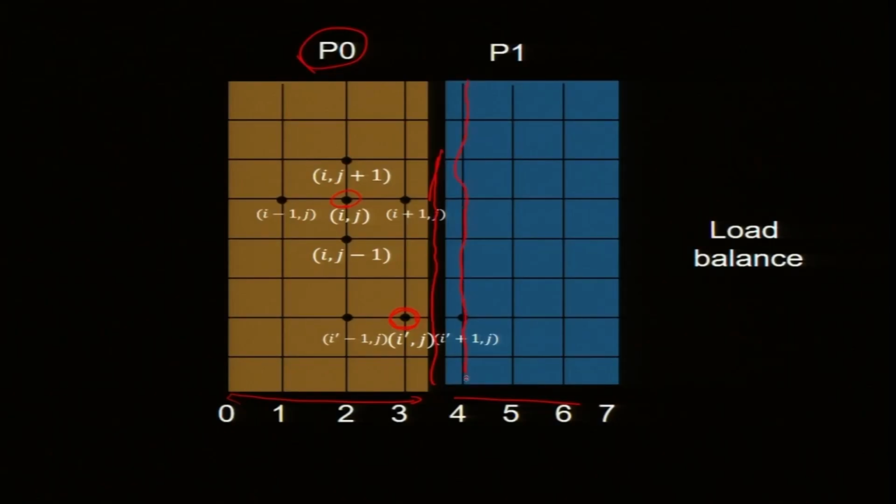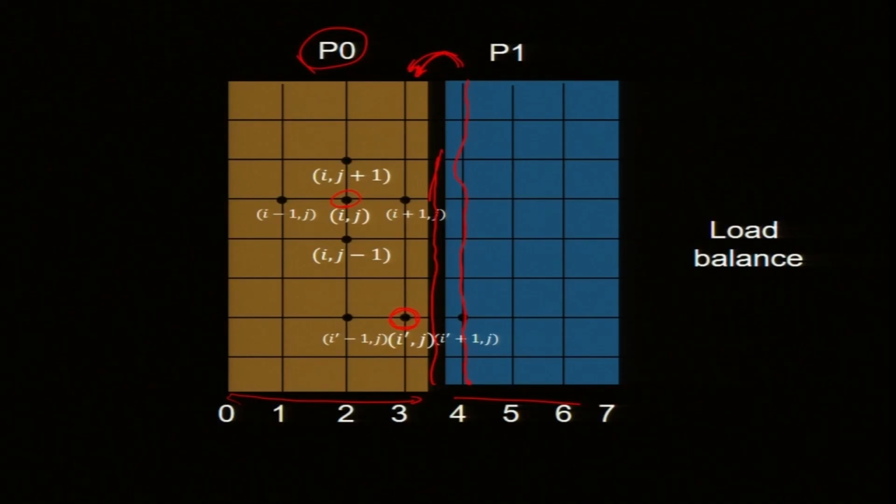Okay. How much data do we need to copy from P1? How many columns? Just one column. For central difference, one column is enough. So, I need to take this column and push it here. I make another column in P0. So, P0 will have one extra column.